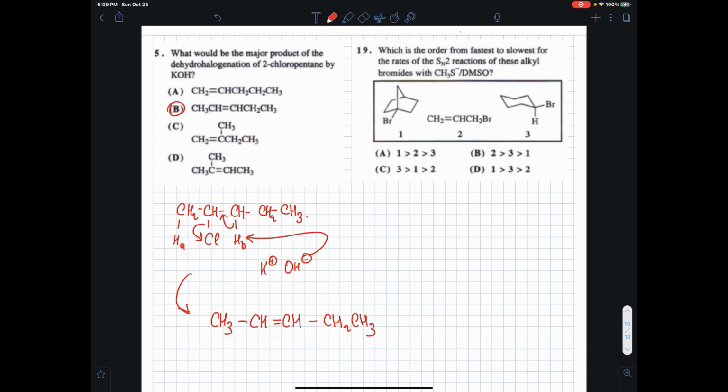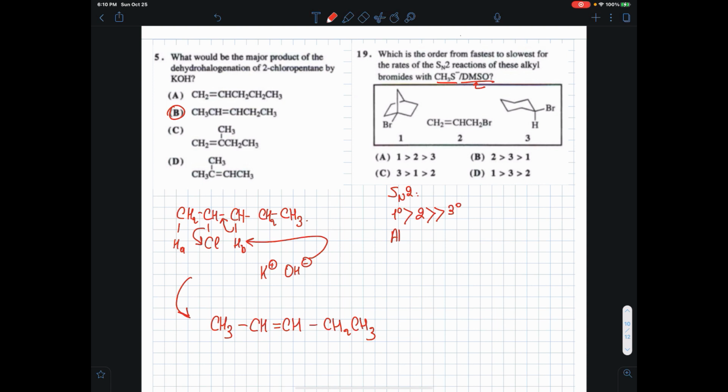So that's pretty straightforward. Now, which is the order from the fastest to the slowest for the rates of the SN2 reaction of these alkyl bromides with CH3S minus in DMSO? Remember, DMSO is just a solvent, so it doesn't play a major role in the reaction as much as CH3S minus, which is our nucleophile. Now remember what I said about SN2: primary is better than secondary, and that is much better than tertiary. There are two things that can also make it faster than even primary, and that would be the allylic carbon.